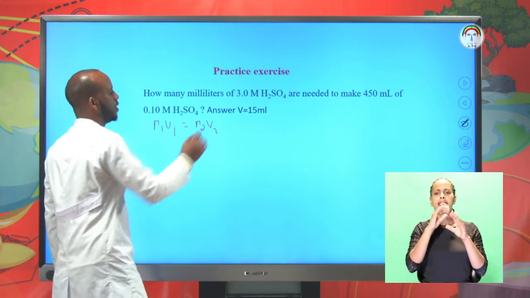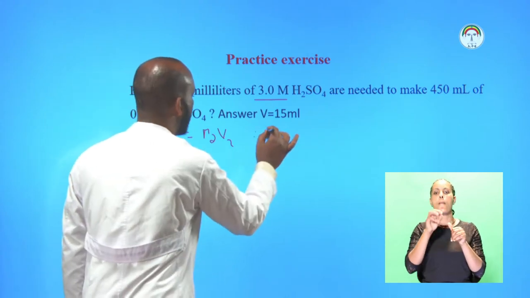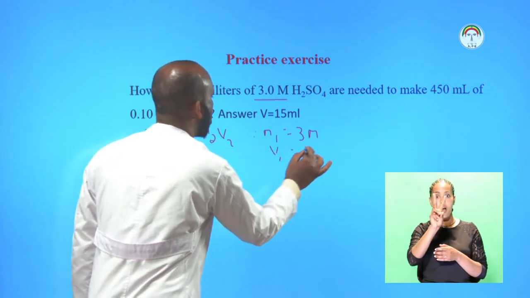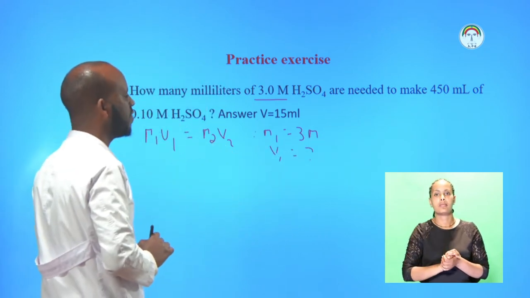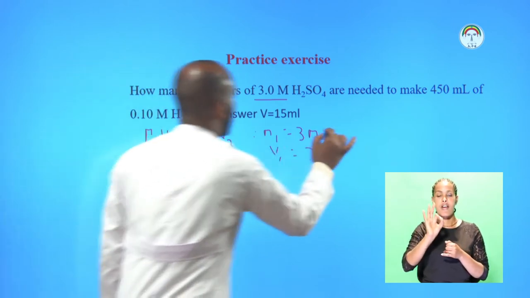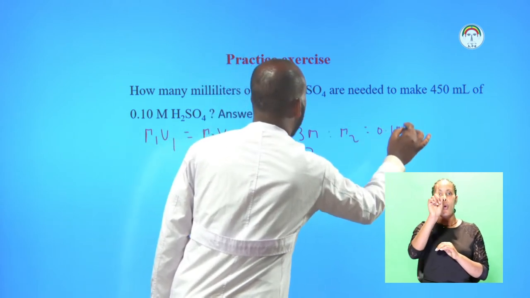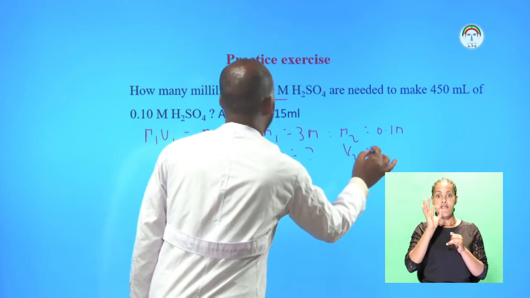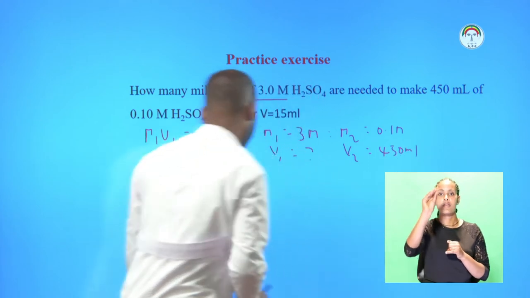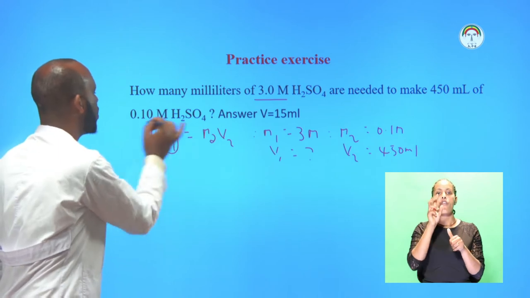What is given? Initial concentration, initial molarity, M1 is 3 molar, V1 is unknown. Final volume and final concentration is given. Molarity 2, M2, is 0.1 molar. Final volume, V2, is 450 milliliter. You are asked to calculate the initial volume, V1.